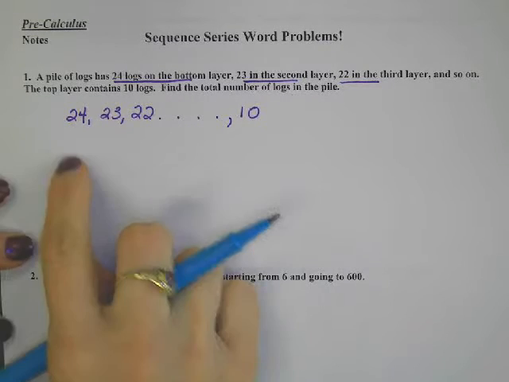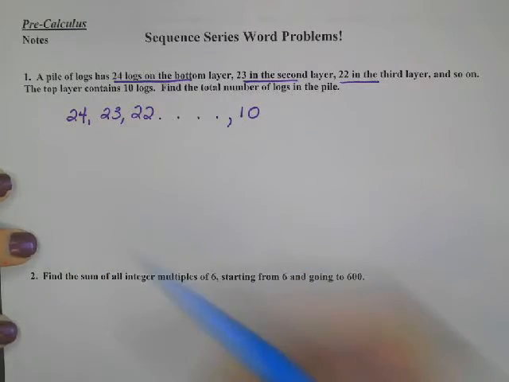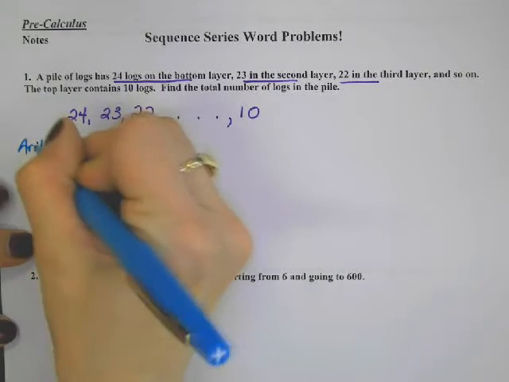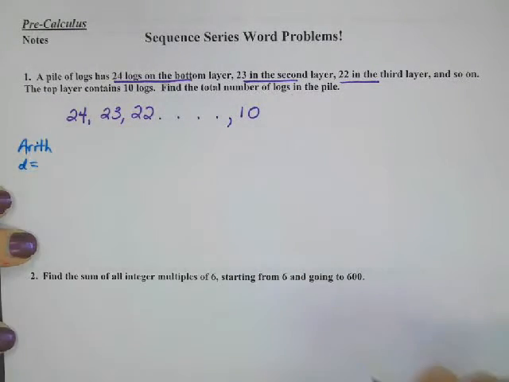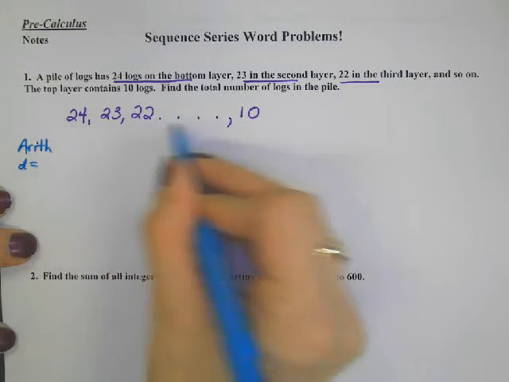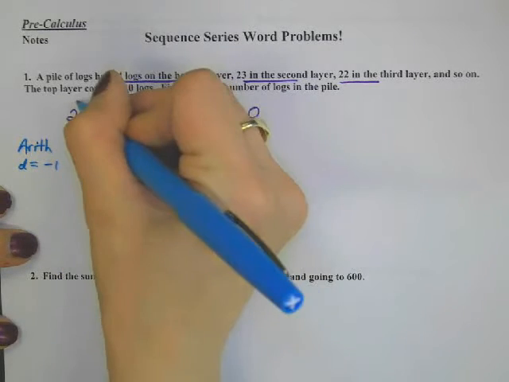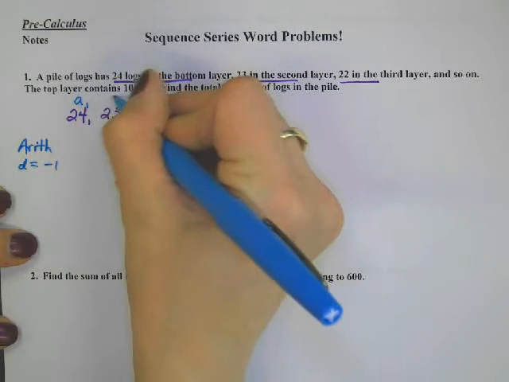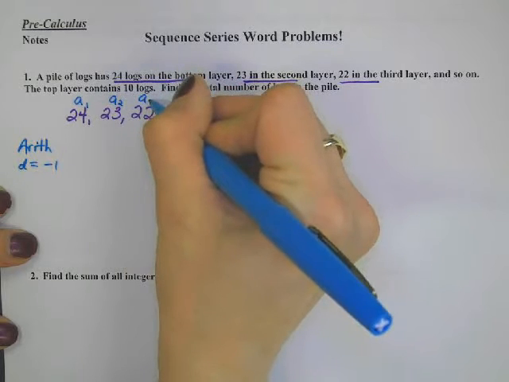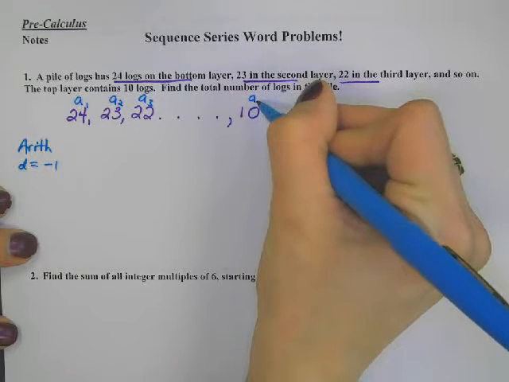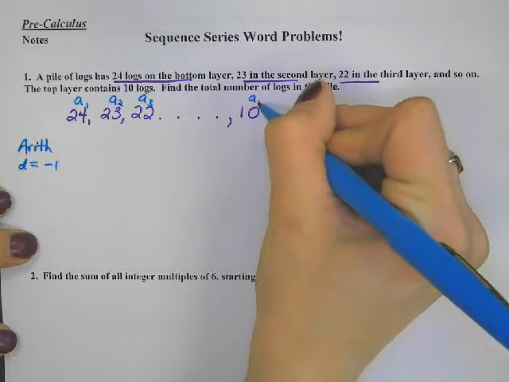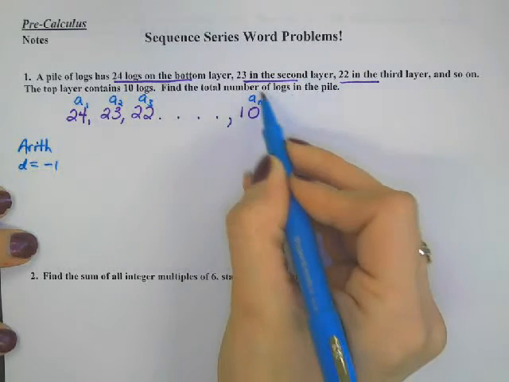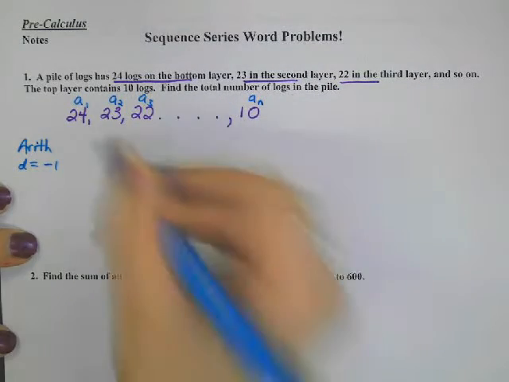The first question I'm going to ask is: is this arithmetic or geometric? Arithmetic it is. What's the d value? Since they're going down, -1. So this is a sub 1, the first term, a sub 2, the second term, a sub 3, and this is a sub, I don't know, I'll call it a sub n. So it seems like I'm going to have to do some a sub n work.